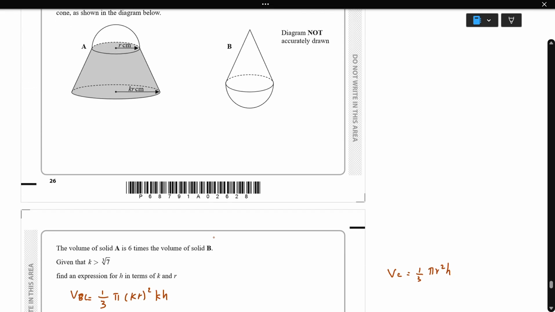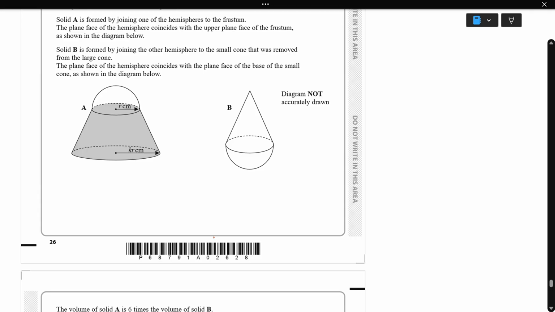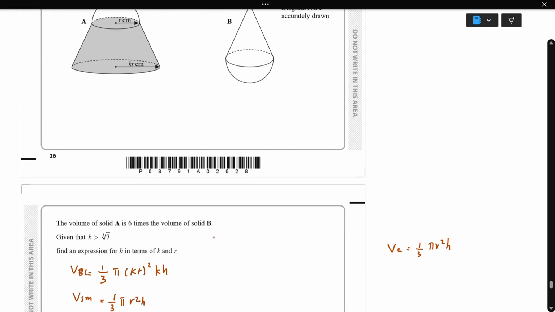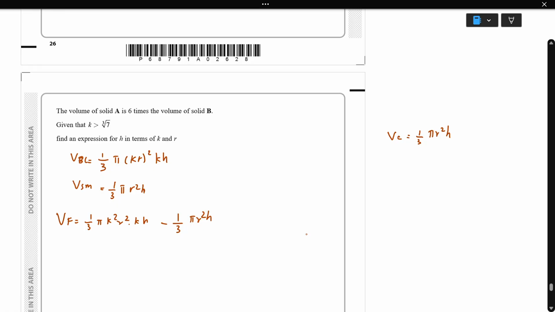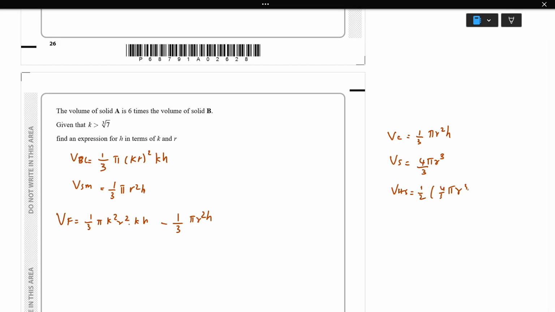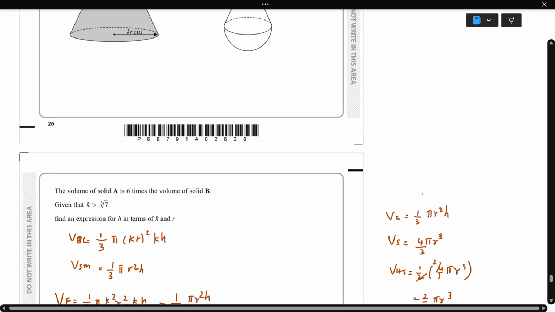Now the volume of the sphere. The formula is 4 by 3 pi r cube. So the volume of a hemisphere will be half of that, which is 1 by 2 of 4 by 3 pi r cube. We can simplify this and simply write 2 by 3 pi r cube. Okay, now I'll go for solid A.